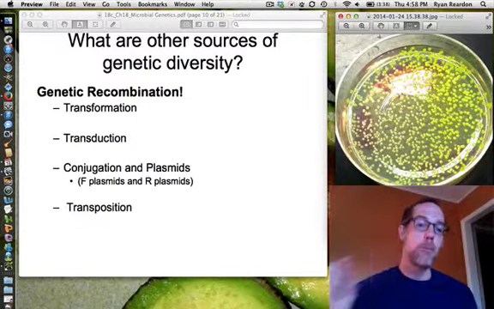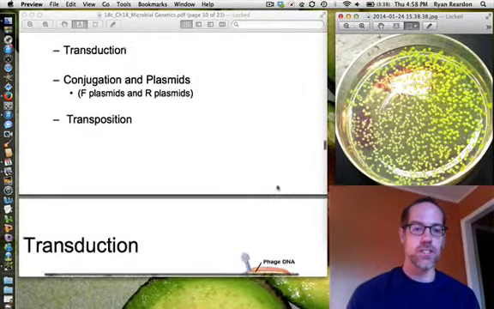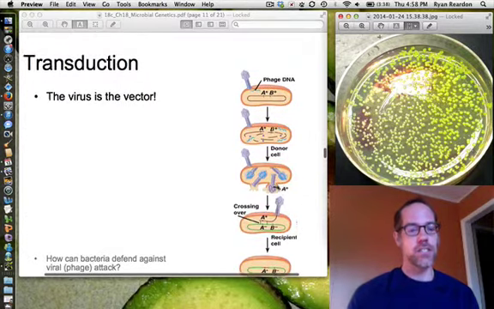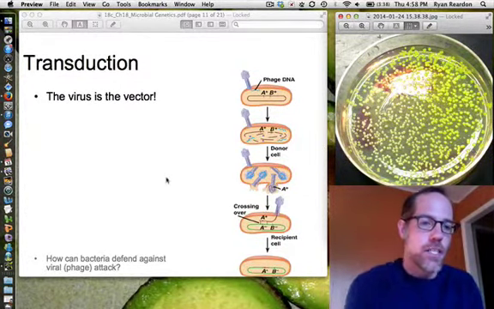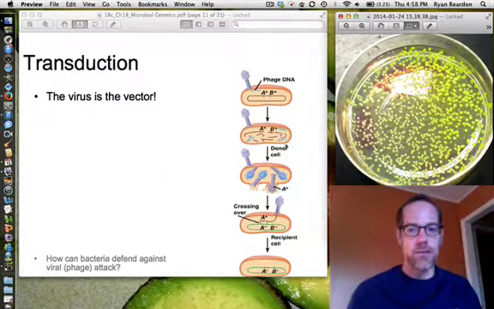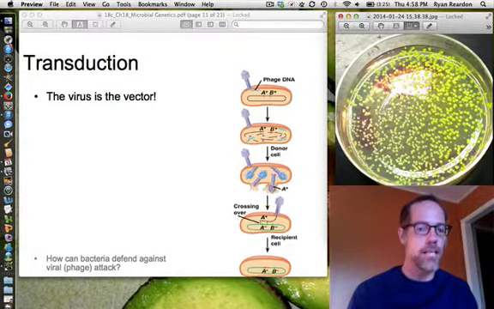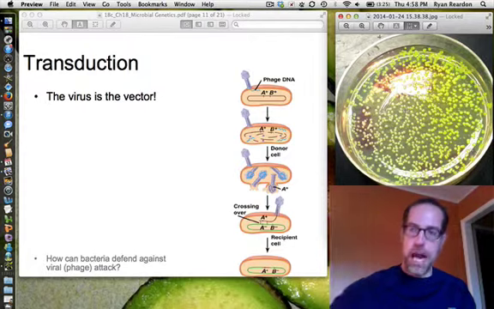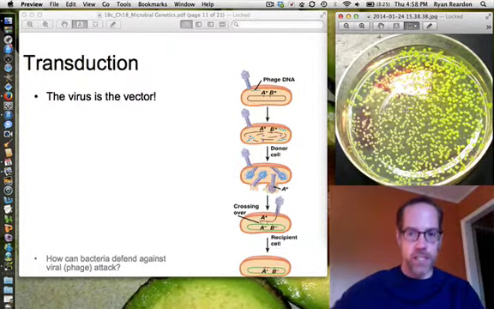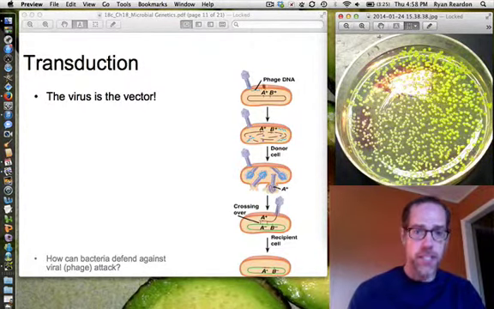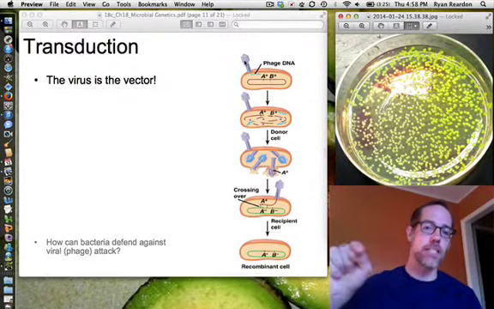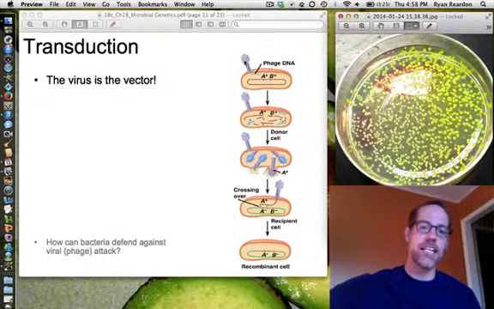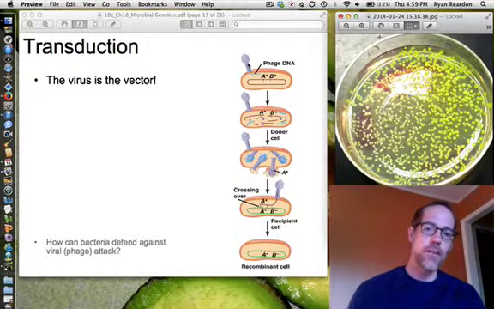If you want to move a bigger package of DNA, you need to do something called transduction. And this is transduction. And here, the thing you need to remember is that with transduction, the virus is the vector. When we did transformation with our plasmid, there was nothing housing the DNA. It was just naked. It was free in the environment. Here we see a phage. That is a virus which has the ability to inject DNA into an E. coli cell. That's the vector.